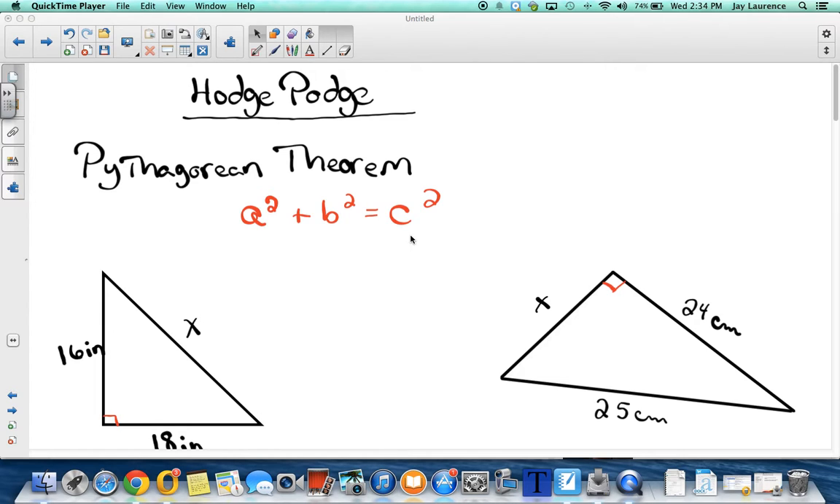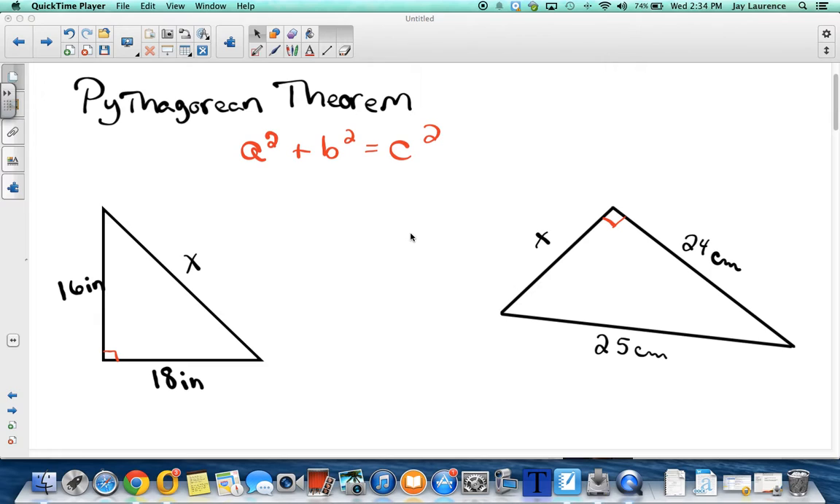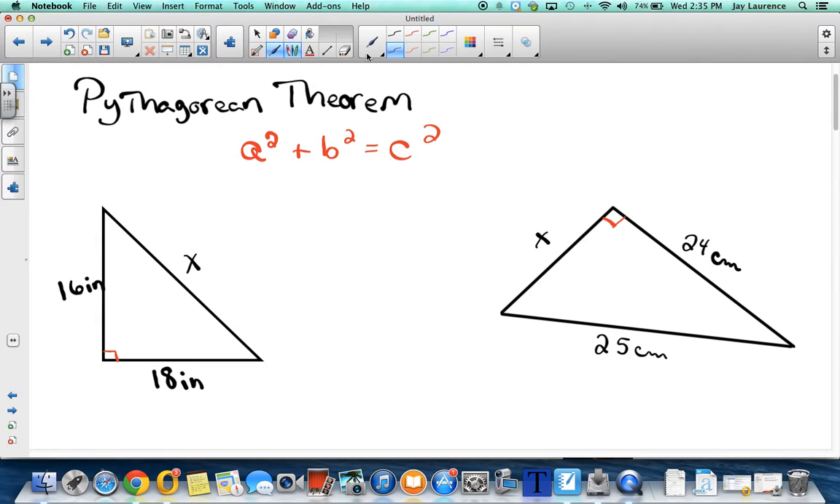So first is the Pythagorean theorem. Remember, it says that a squared plus b squared equals c squared. And the most important part of this theorem is C. Remember that C is the hypotenuse. Hypotenuse. Say it, it's fun. Hypotenuse. Okay, it is a Greek word. Anyway, let's come down here.